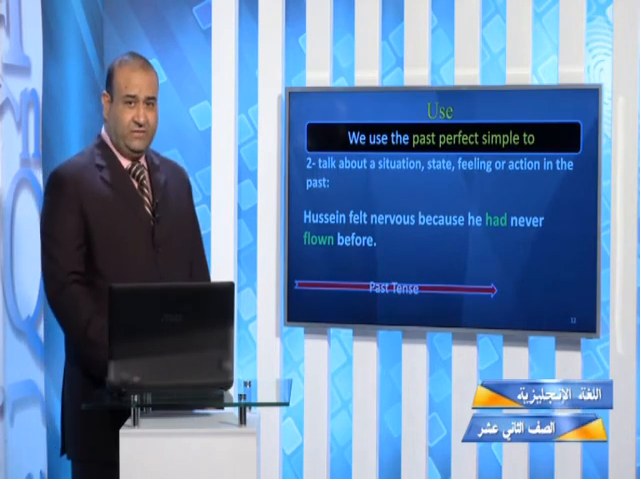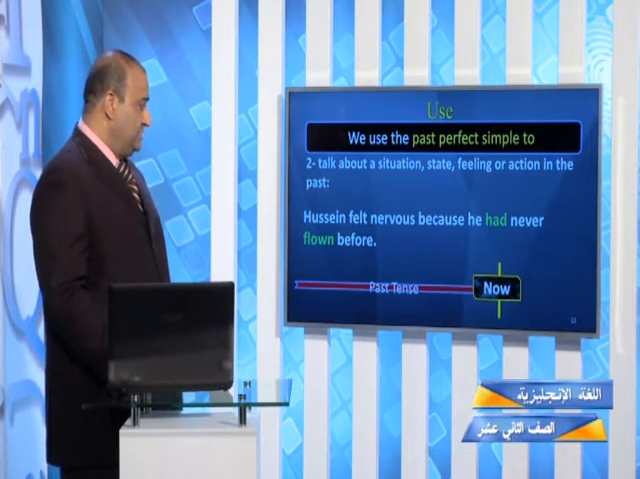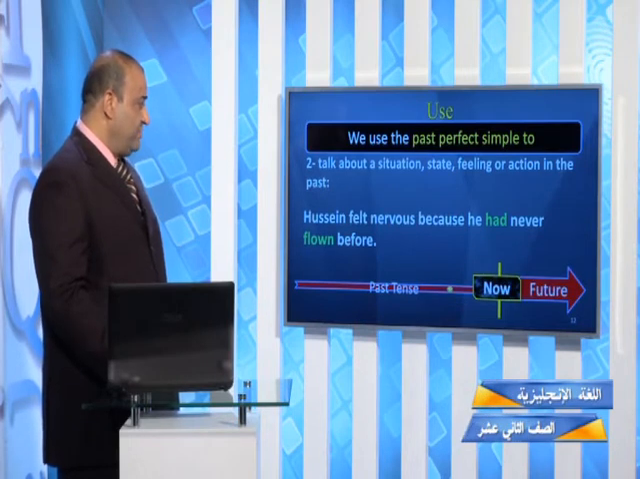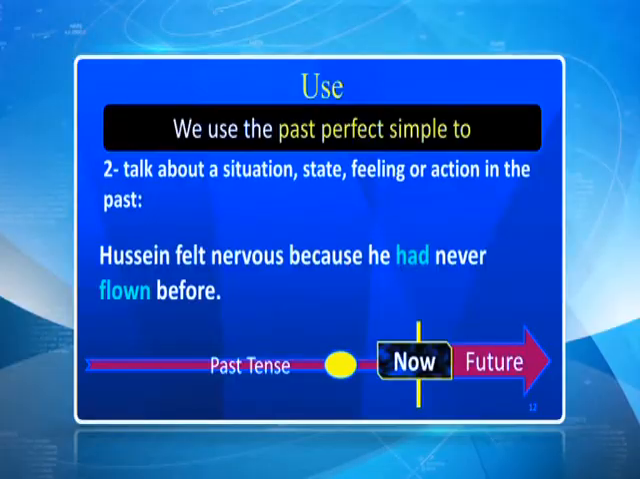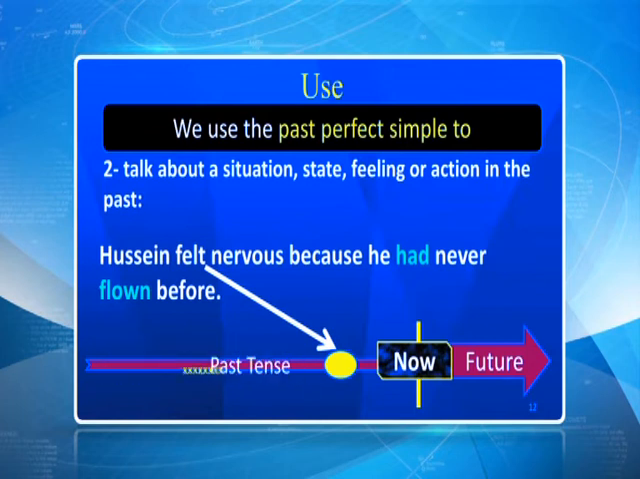Let's analyze it more. So here is the present, here is the future. They have nothing to do with our past. There's something that took place here in the past, which is feeling nervous, and the other action had taken place before it at any time here. So the fact of not flying took place before the feeling of nervousness.